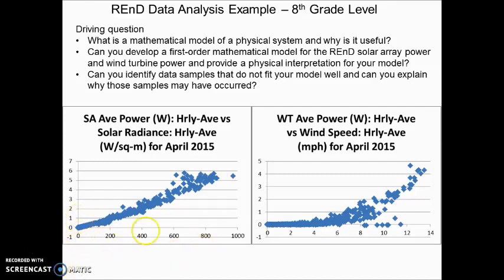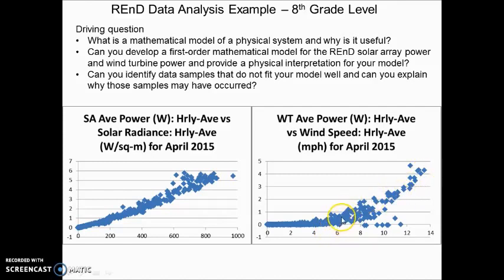Students see that in the solar array, the data seems to fit very nicely to a linear regression. Looking at the wind turbine power data, they see that it looks like a quadratic at first blush, but hopefully students will remember throughout the course of sixth grade and seventh grade that there's a cut-in value where the wind speed needs to reach 5 to 6 miles an hour before there is any power generated by the wind turbine.